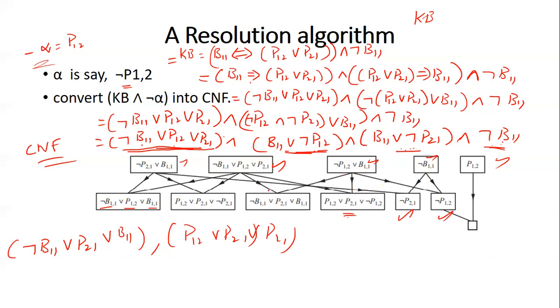When you apply resolution between this and this, yeah, we got this. Basically, you have to apply resolution between every possible pair. You can refer to this diagram. When you apply resolution between this and this, right? Here the common things are not P21 and P12. Both got cancelled.